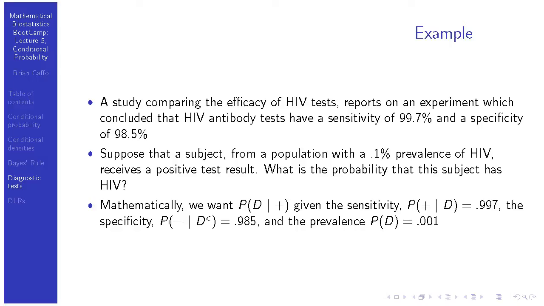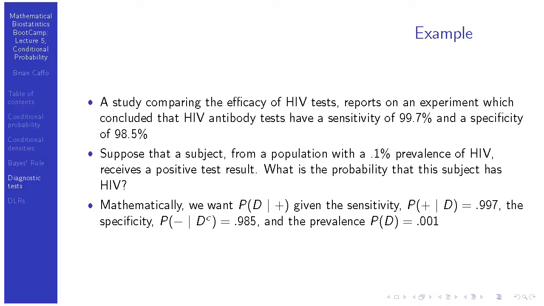So for our discussion, let's just assume these numbers are right, that they work well. And then also let's assume that there's a 0.1% prevalence of HIV in the population, and a subject receives a positive test result. Well, what is the probability that this subject has HIV?